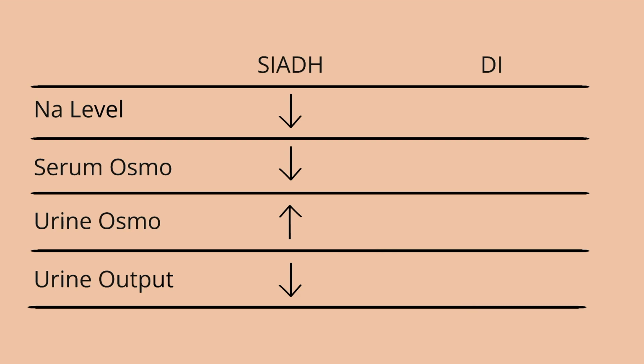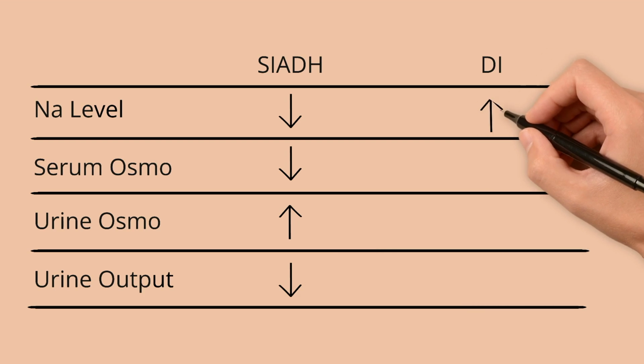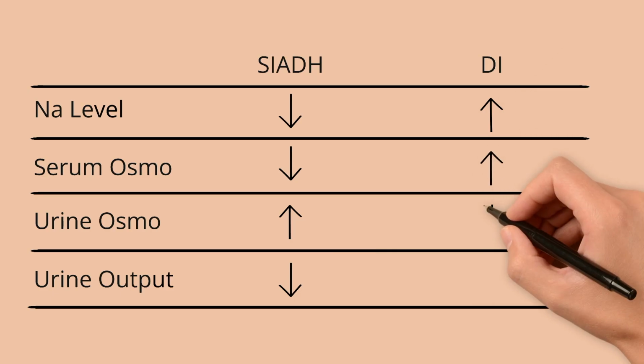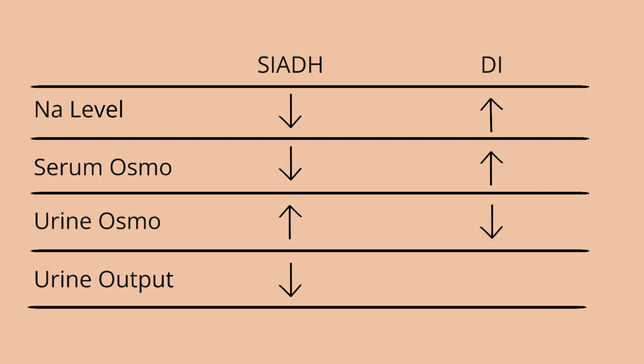On the other hand, DI is the other side. Diabetes insipidus, we're losing too much water because we have too little antidiuretic hormone. And so our sodium level goes up because we're voiding out all of our extra water. Our serum osmolality, or the concentration in our bloodstream, goes up because, again, we're losing too much water. Our urine osmolality goes down because we have clear urine and it's very, very dilute. And our urine output goes up. I've seen patients have 250, 300, 450 an hour sometimes if they're in diabetes insipidus.